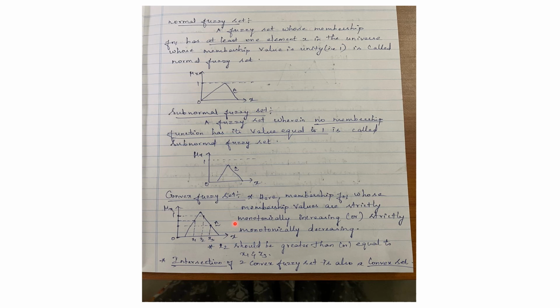I hope you got that. So either the membership value has to be increasing, or it has to be decreasing. That type of fuzzy set is called convex fuzzy set. Then the intersection of two convex fuzzy sets will also be a convex fuzzy set. If you intersect two convex fuzzy sets, then the output set will also be a convex fuzzy set.